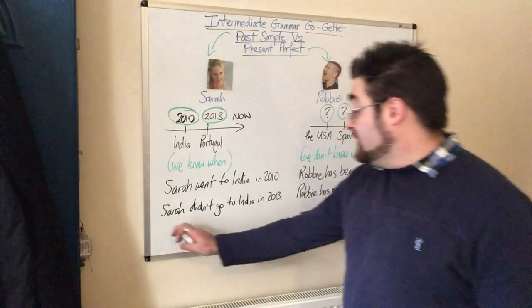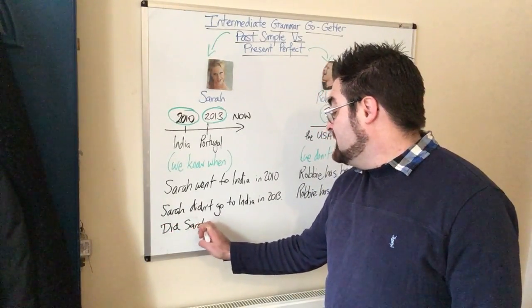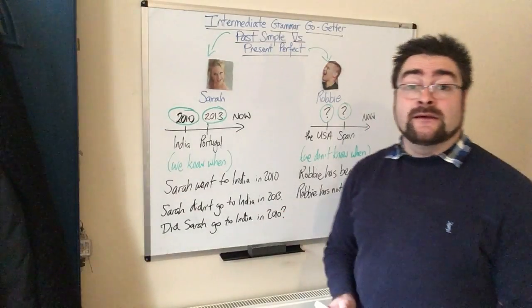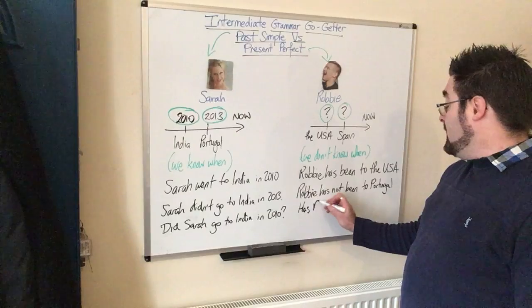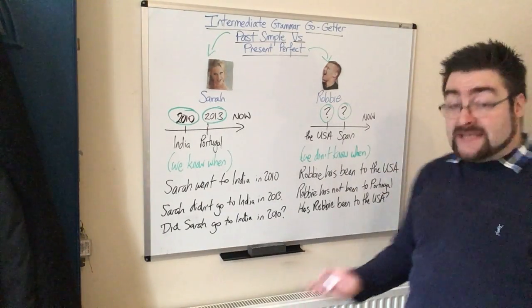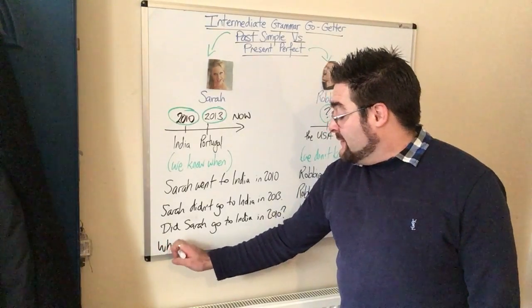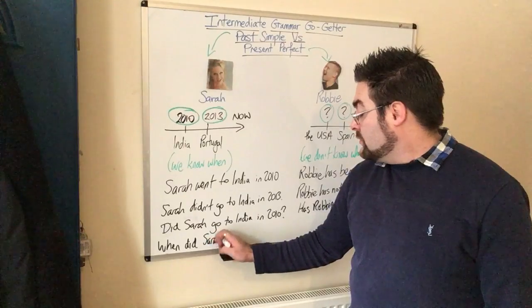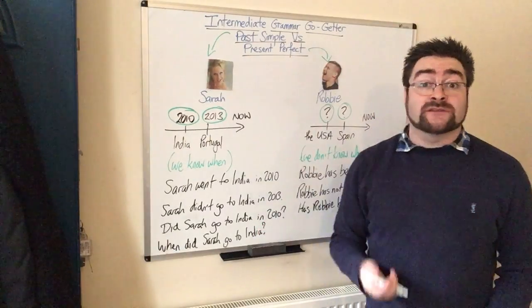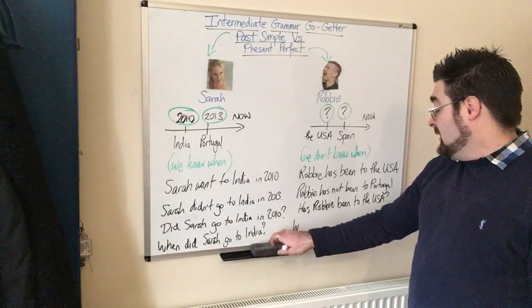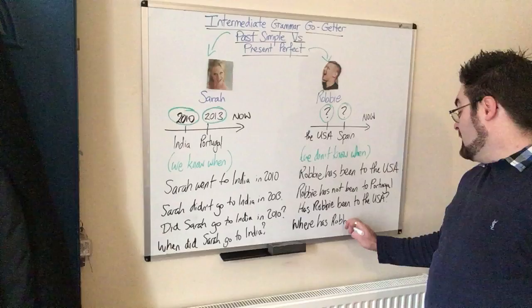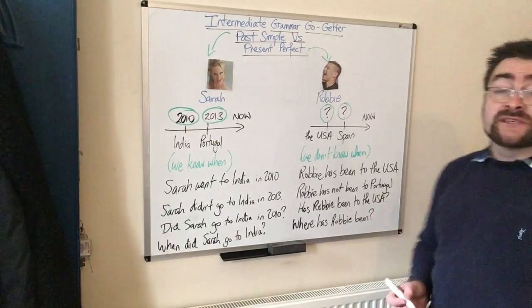And then if we take a quick look at the questions, did Sarah go to India in 2010? Yes or no? Has Robbie been to the USA? Yes or no. And when did Sarah go to India? She went to India in 2010. And with Robbie, it could be where has Robbie been? Robbie has been to the USA.